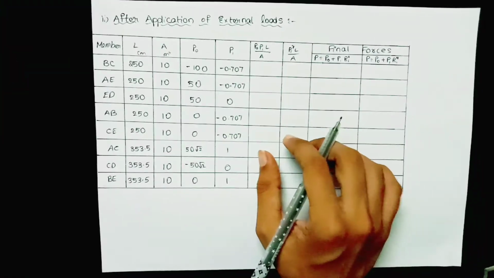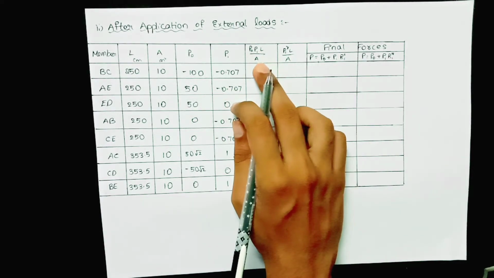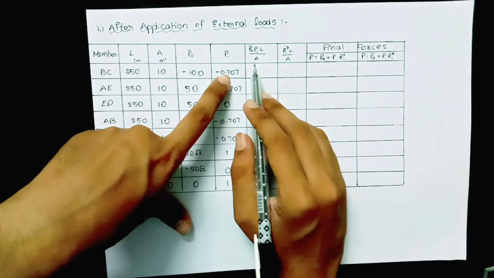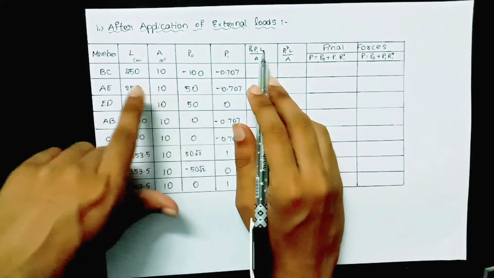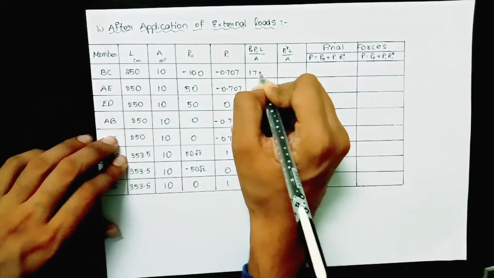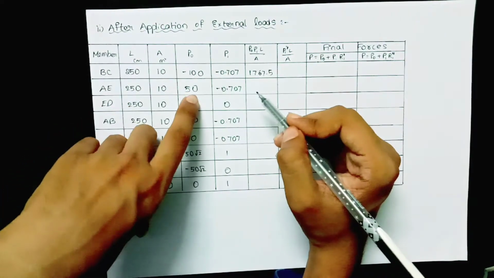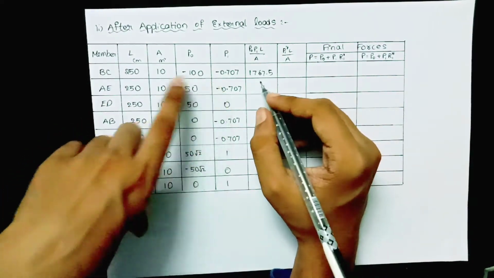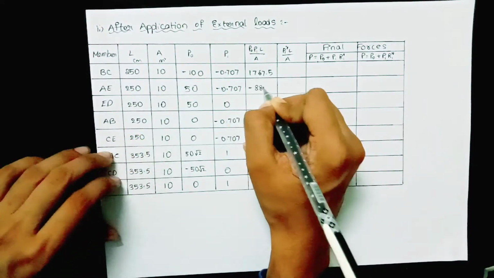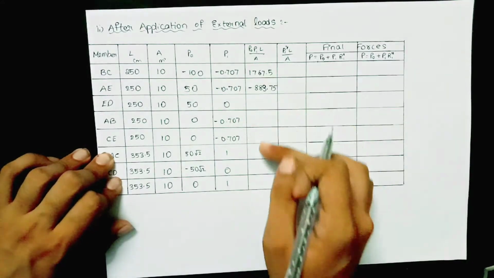Now we have to calculate these values, P0 into P1 into length by area. So P0 means minus 100 into minus 0.707 into length means 250 by 10. The value is 1767.5. Again P0 into 50 into minus 0.707 into 250 by 10. The value is minus 83.75. Similarly calculate all the values.